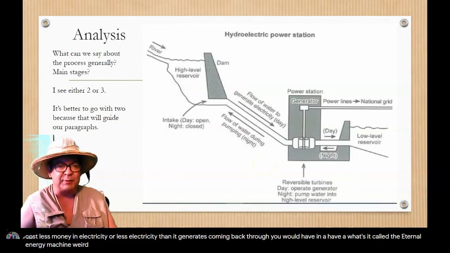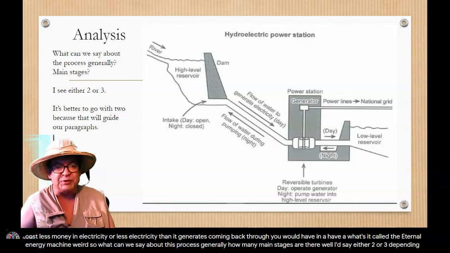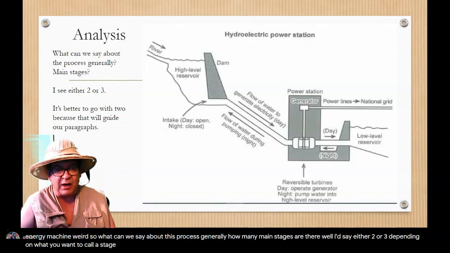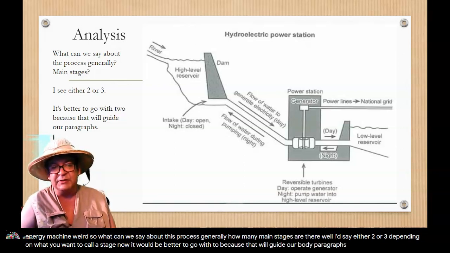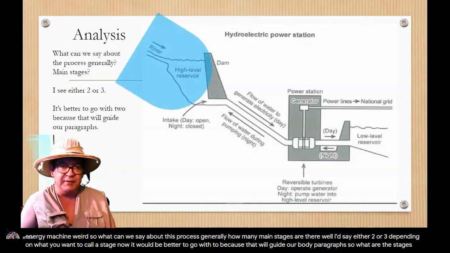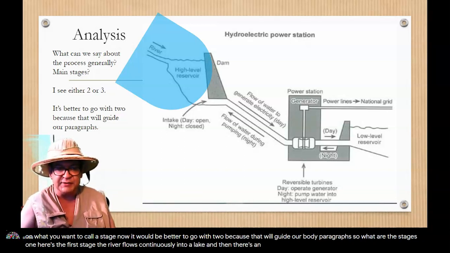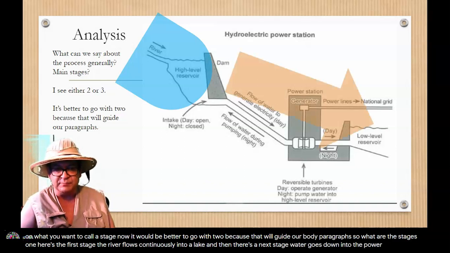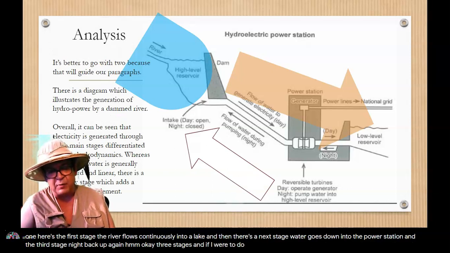All right, so what can we say about this process, generally? How many main stages are there? Well, I'd say either 2 or 3, depending on what you want to call a stage. It would be better to go with 2 because that will guide our body paragraphs. So, what are the stages? Here's the first stage. The river flows continuously into a lake. And then there's the next stage. Water power station. And the third stage.